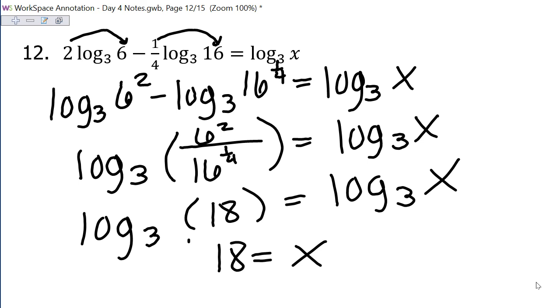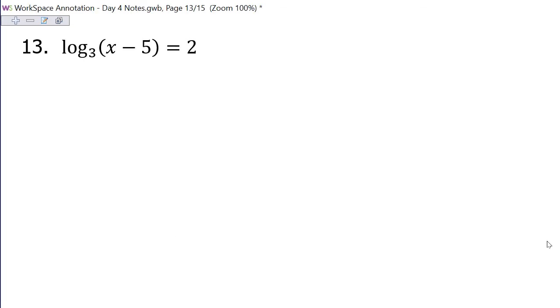3 more, 3 more, 3 more. Number 13, log base 3. In the parentheses is x minus 5. It equals 2. How many logs do you see? 1. Let me go back to this previous question. Or let me go way back here.